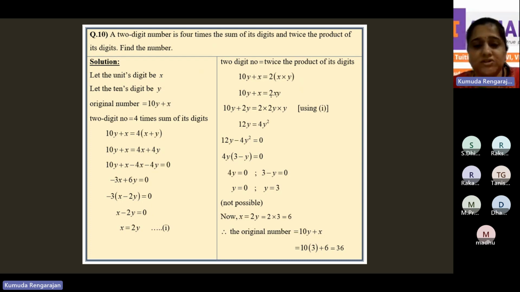So in the second equation, children, you can see here, we have 10y plus x is equal to 2xy. Since here I have x is equal to 2y, I have replaced it, by the substitution method, x is equal to 2y using the first equation. So then I got a quadratic equation. I find y and then find x.